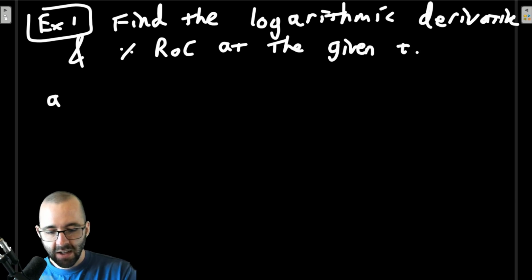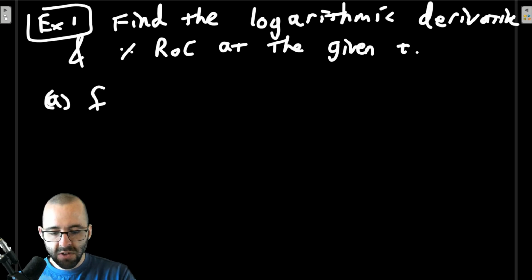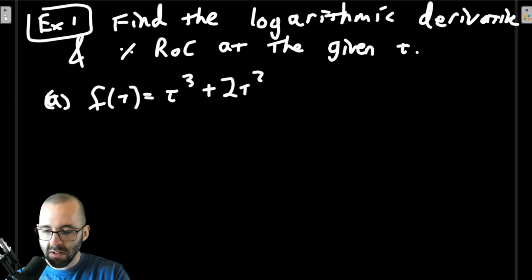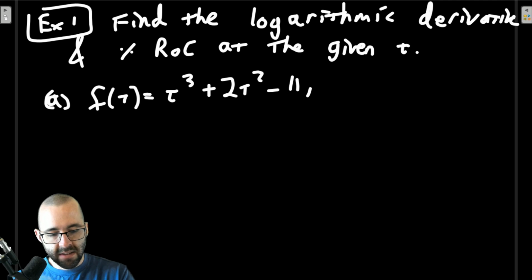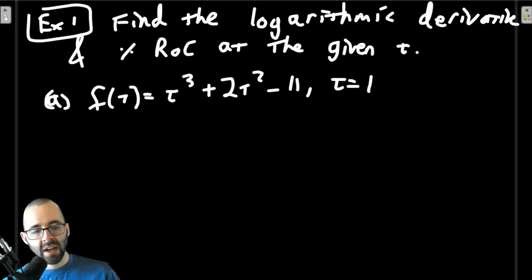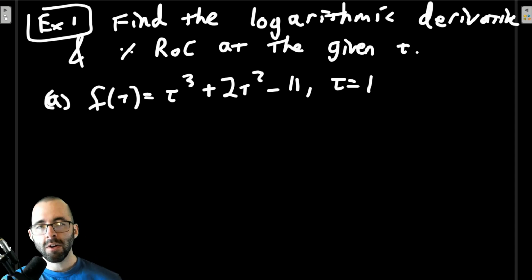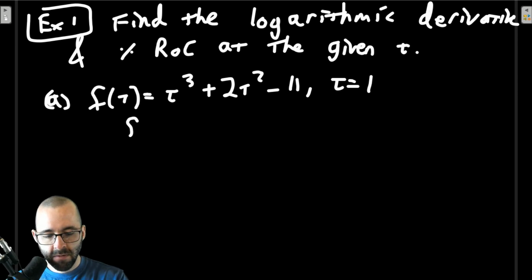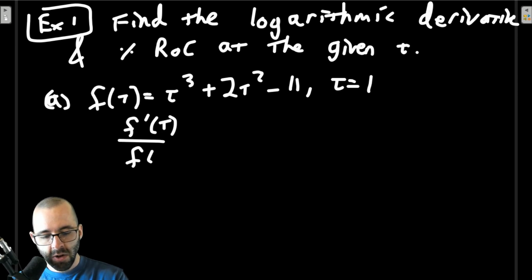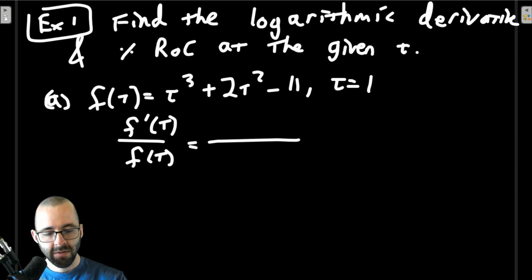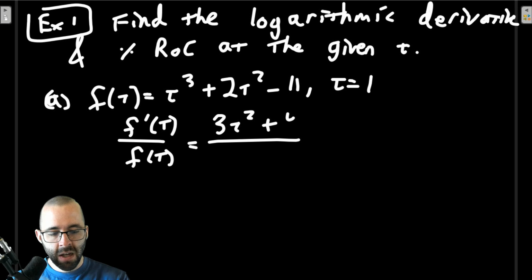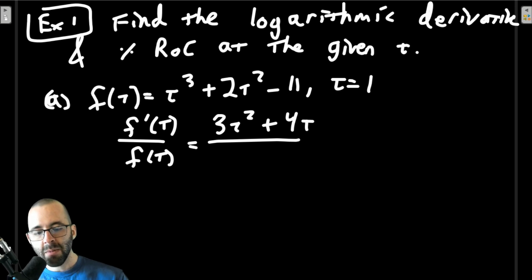So part A is going to be our function f(t) equal to t cubed plus 2t squared minus 11, and t is going to be at 1. We specifically care about, okay, how is this function changing when t is 1 relative to its size? So the logarithmic derivative, the relative rate of change, they are interchangeable, is f prime of t over f of t. So we just say, okay, what is f prime? We can take the derivative of this, no problem. Power rule. We are power rule experts. Divided by the original function.